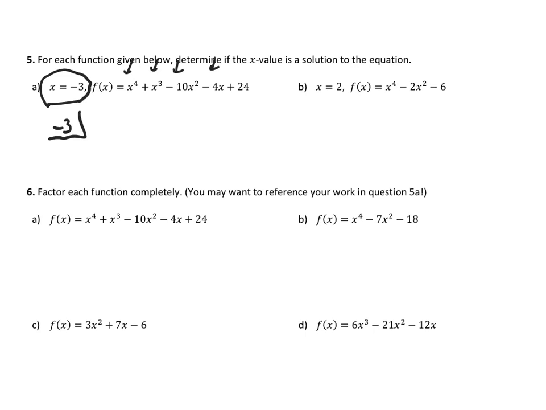And if there was any missing ones, how would I know if there's one missing? Well, see, I went from the 4th to the 3rd to the 2nd to the 1st. If there was one of those that was missing, then we'd have a 0 there. And we go 1, 1, -10, -4, 24.